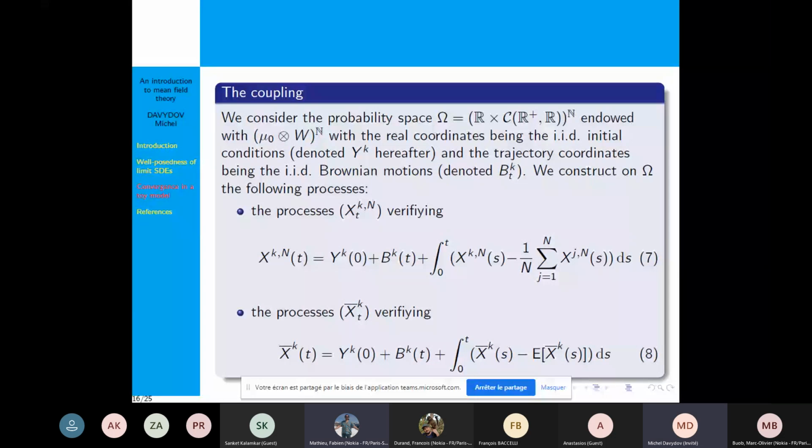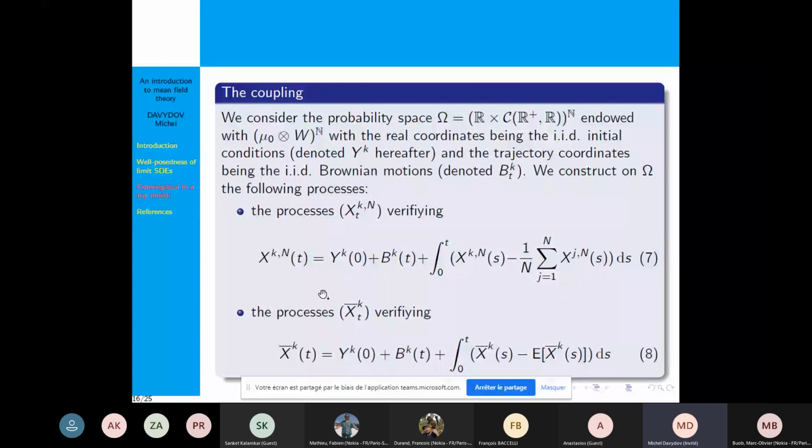Just to see if I get it right, can I imagine that with a coupling, the initial condition and the noise are now deterministic, and so we will solve this in a deterministic way, and afterwards we'll use the coupling to prove the convergence?